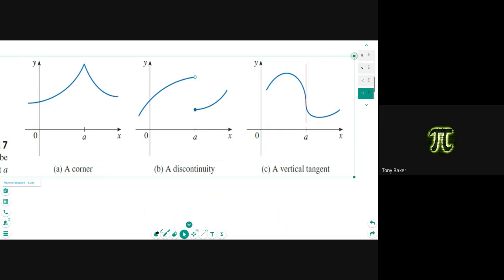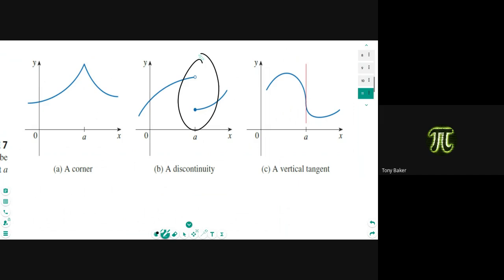If you're looking at going to that point, on this side it's a positive slope, and on this side it's a negative slope. And it changes instantly. It's not a smooth transition. So since it's going from positive to negative, the limit cannot exist. Because the slope going this direction and the slope going this direction are two different values, the derivative doesn't exist.